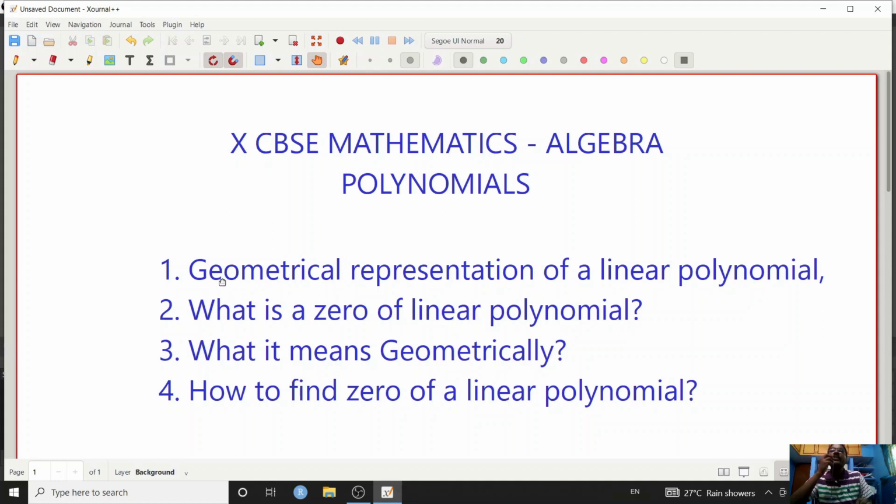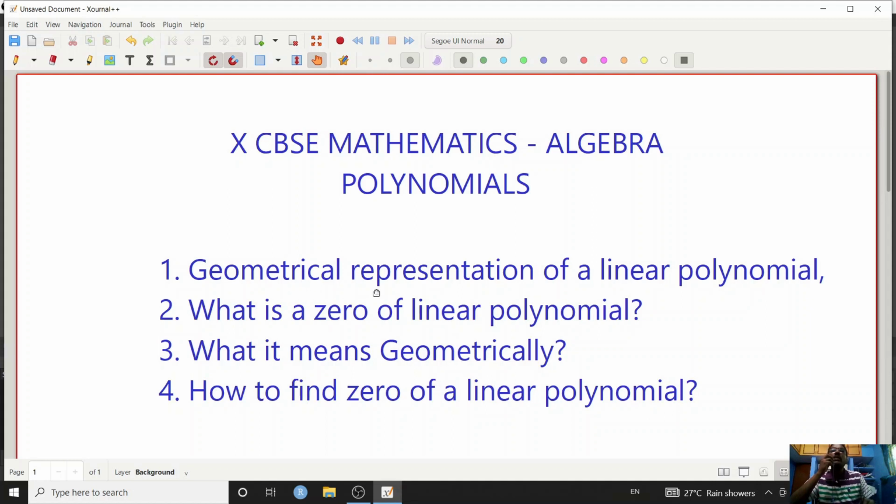What are they? The first is the geometrical representation of a linear polynomial. How do we represent a linear polynomial geometrically? The second question is, what is a zero of a linear polynomial, and what does it mean geometrically? And finally, we answer the question of how to find the zero of a linear polynomial, and we will try to give a general formula to find the zero of a linear polynomial.